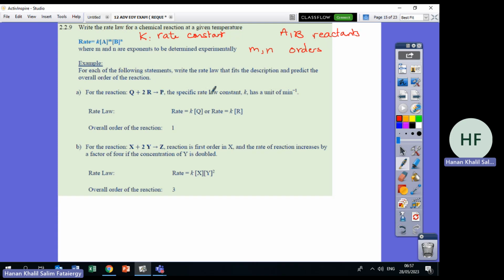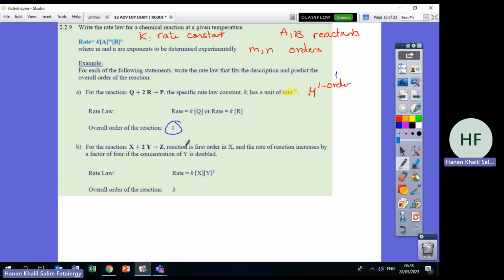For the reaction, the specific rate constant has a unit of minute minus 1. Minute minus 1 means time minus 1, so there is no M. The M to the power 1 minus order is not present, so that whole power is 0, meaning 1 minus what is the order, 1. Okay, so the rate law will be first order.